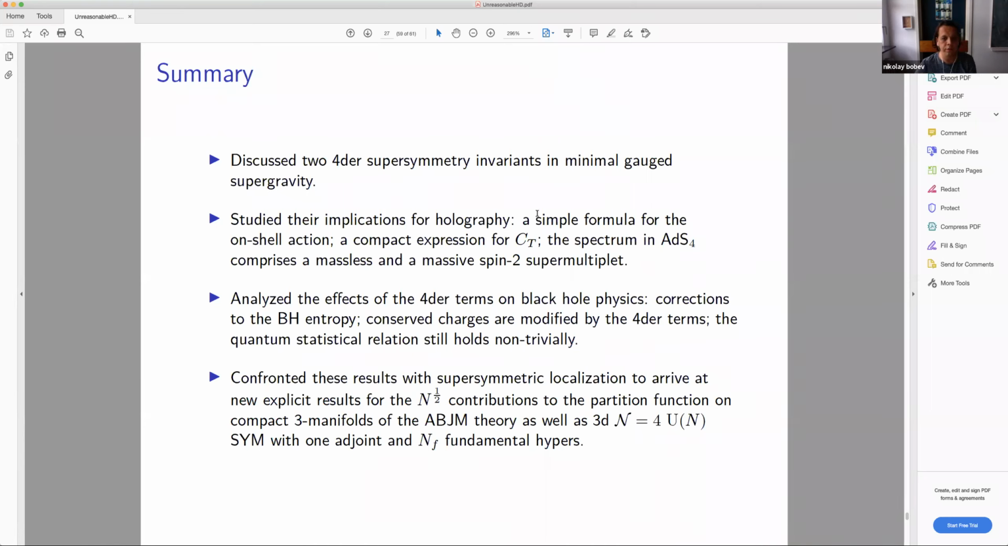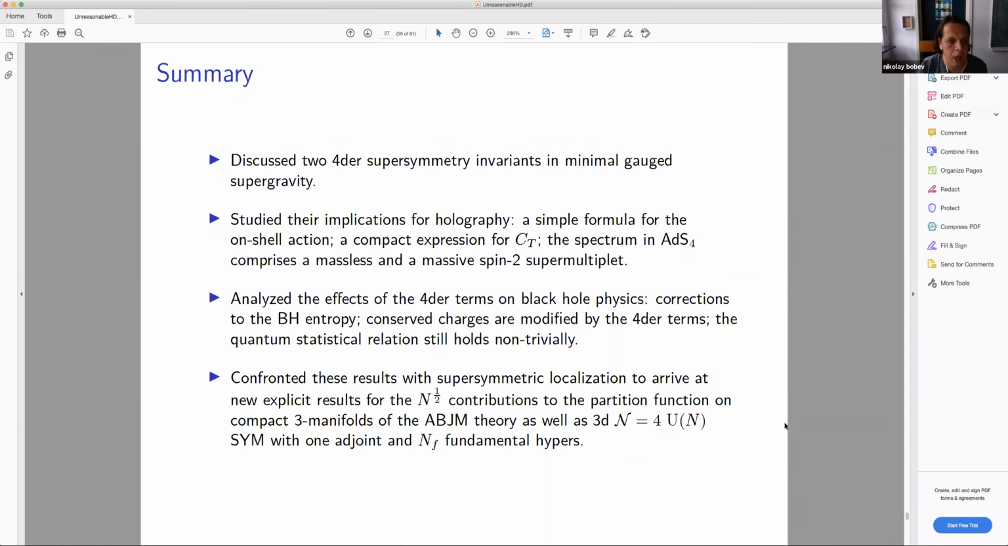So things I've talked about are the on-shell action, CT, as well as the spectrum of operators in the dual CFT, or part of the spectrum of operators. We also studied how this affects black hole physics, entropy, thermodynamics. And finally, I showed you how to use this approach in 4D supergravity with SUSY localization to fix the unknown coefficients, which then in turn leads you to some novel QFT results at large N.